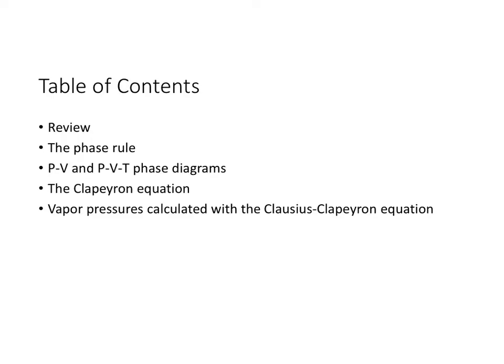Here's what we'll be talking about today. We'll review what we talked about last time. I want to introduce you to the phase rule. Then we'll get to a couple of different types of phase diagrams that incorporate pressure and volume in addition to temperature. Then we'll hit the Clapeyron equation and then extend that to the Clausius-Clapeyron equation.